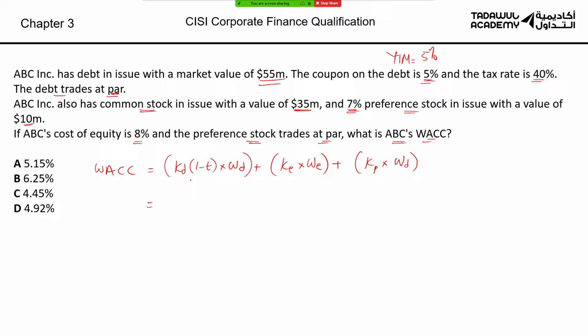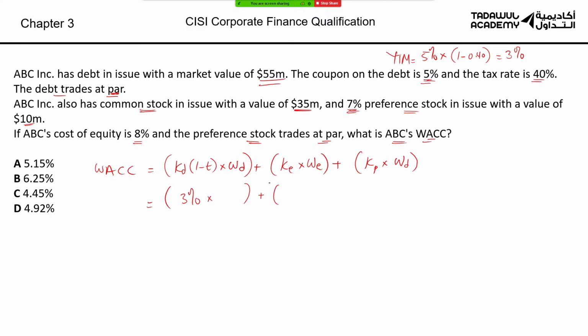So we start with the cost of debt. We said the cost of debt is the yield to maturity, which in this case is 5% because the debt trades at par. So 5% times 1 minus the tax, which is 40%. So this gives you 5% times 0.6, which should give you 3%. Right? So that's the cost of debt times the weight of debt. We don't know that yet. We'll calculate it in a bit.